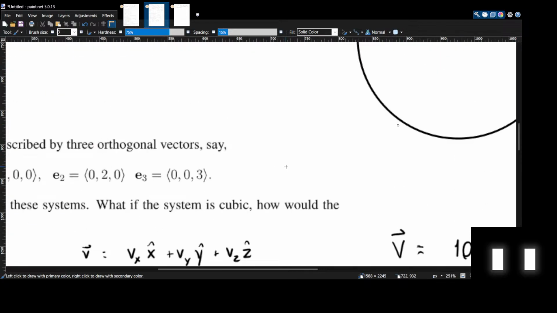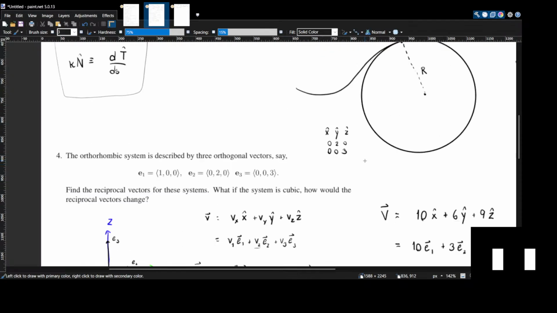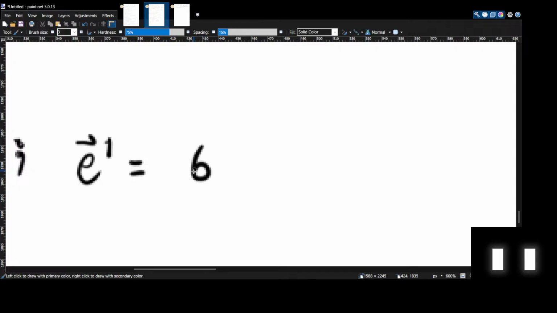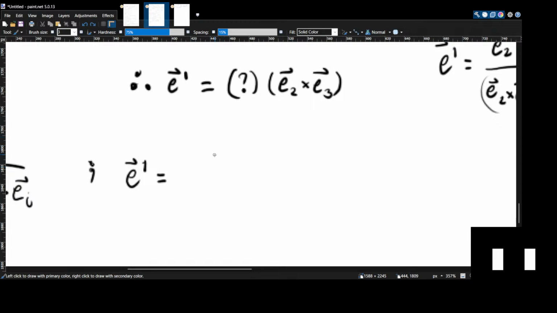It's equal to 6E1. Wait, what? Give me a sec. We have X, Y, C, 0, 0, 0, 0, 3. Yeah, okay, it's correct. So E1 here is equal to 6. Yeah, it's going to be equal to 6 in the E1 direction.